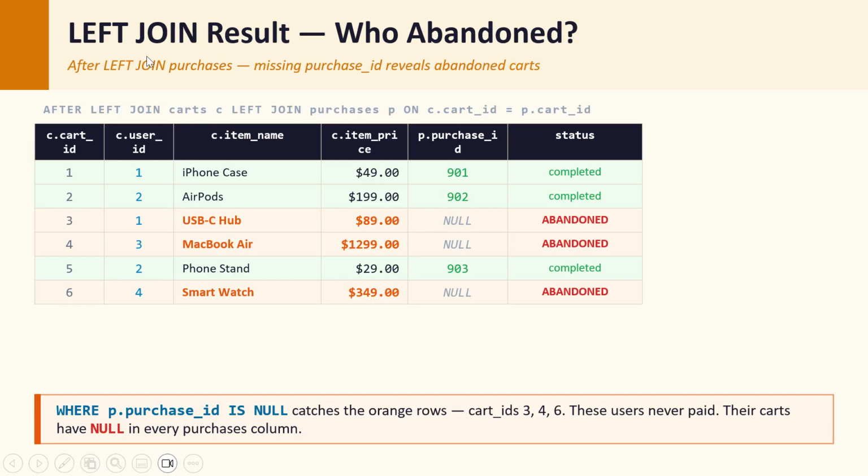And we will use left join to solve this problem. After the left join, we can find that these are the user IDs or cart IDs which do not have any corresponding purchase ID, because they are not coming in the purchase table. That means these are abandoned carts. So here we will use left join. And also you should understand that in the final output, we will only be interested in the rows which are highlighted in red color. So it will be like an anti-join.